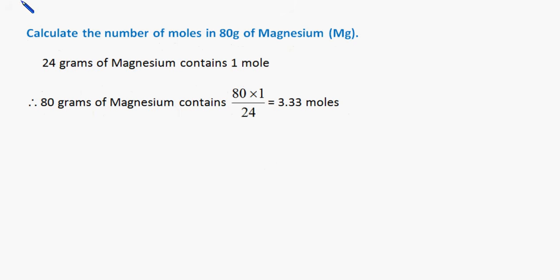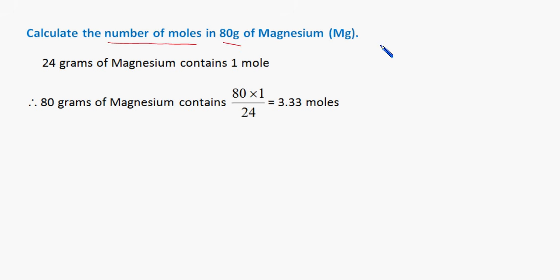Now let us look at this example. Calculate the number of moles in 80 grams of magnesium. Now remember I said, try not to learn off any formula. You just need to read the question and try to understand what they are asking. So they want number of moles. Whenever you have a mole question, whatever they are asking needs to be on the right-hand side of your statement. So we have moles and we have mass in grams.